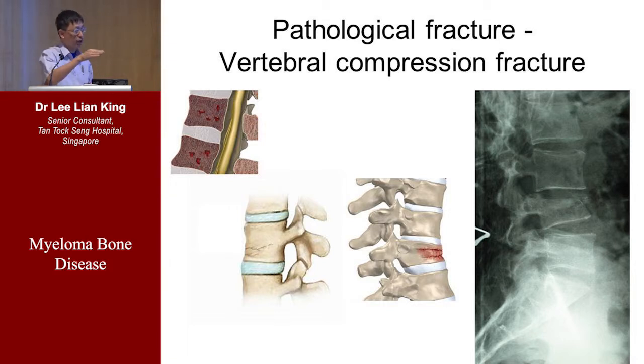Sometimes they can be wedge-shaped like that. As on the X-ray picture, you can see the vertebral body has become wedge-shaped like that. The problem with a wedge-shaped vertebral body is that the posture will become affected. The patient will stoop, the stomach becomes protruded, the height will reduce, and of course, there will be a lot of pain.